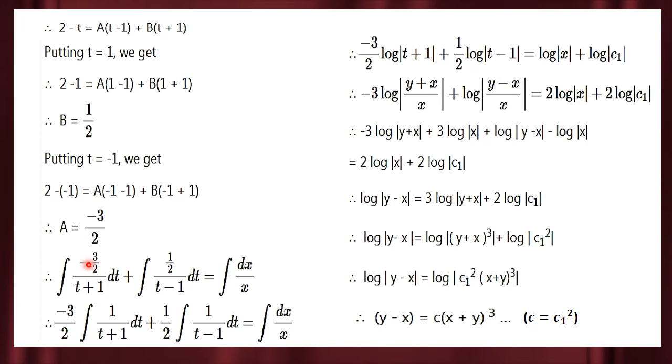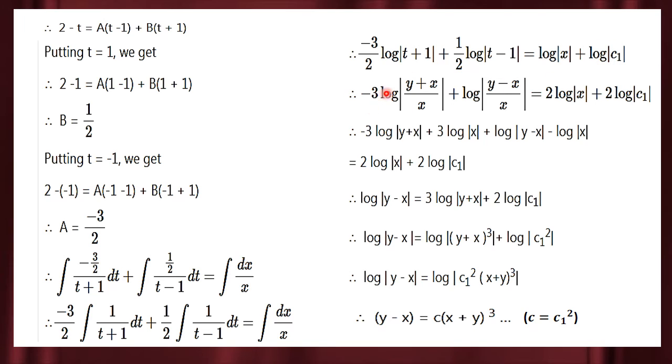That is minus 3 upon 2 is constant taken out into integral 1 upon (t plus 1) dt plus 1 upon 2 is taken out, integral 1 upon (t minus 1) dt is equal to integral dx upon x. Now 1 upon (t plus 1), its integral is log modulus of (t plus 1), that is minus 3 upon 2 log modulus of (t plus 1) plus 1 upon 2 log modulus of (t minus 1) is equal to log modulus of x plus constant c, which can be written as log c1.